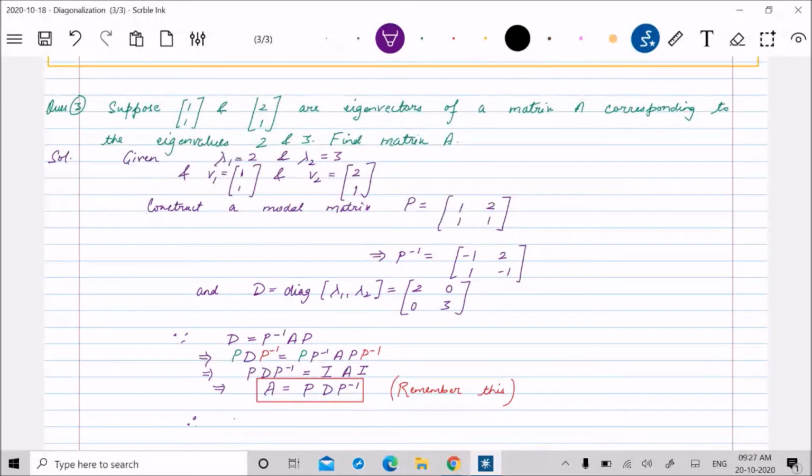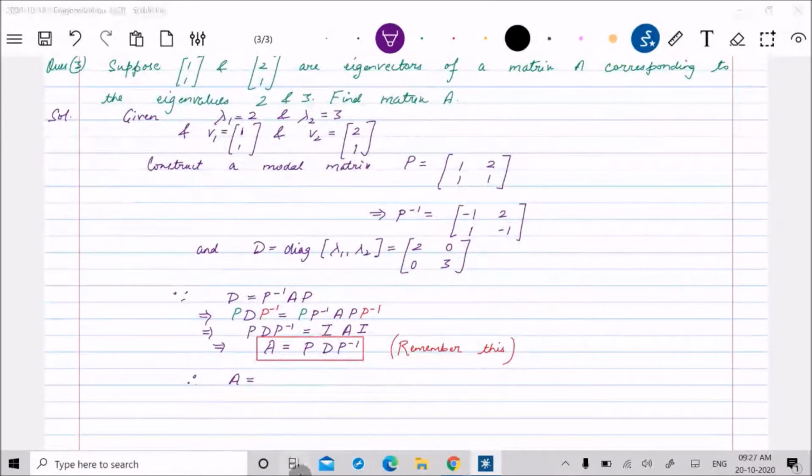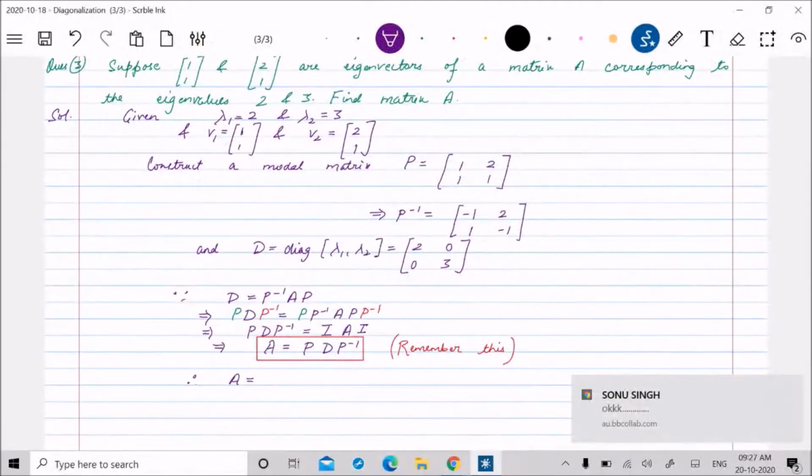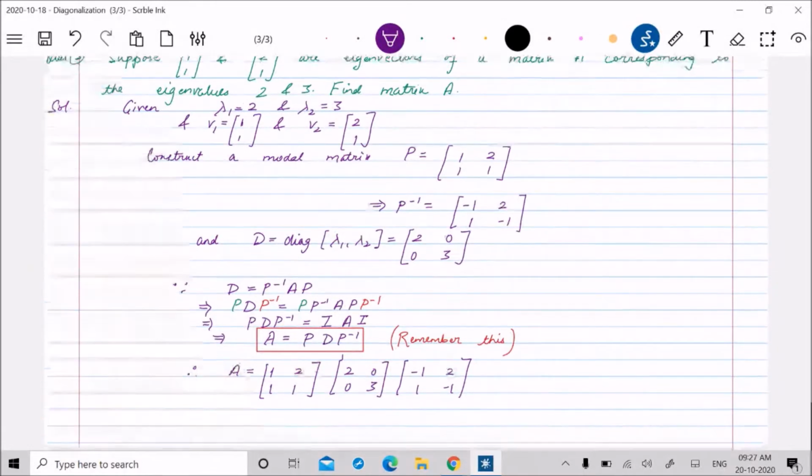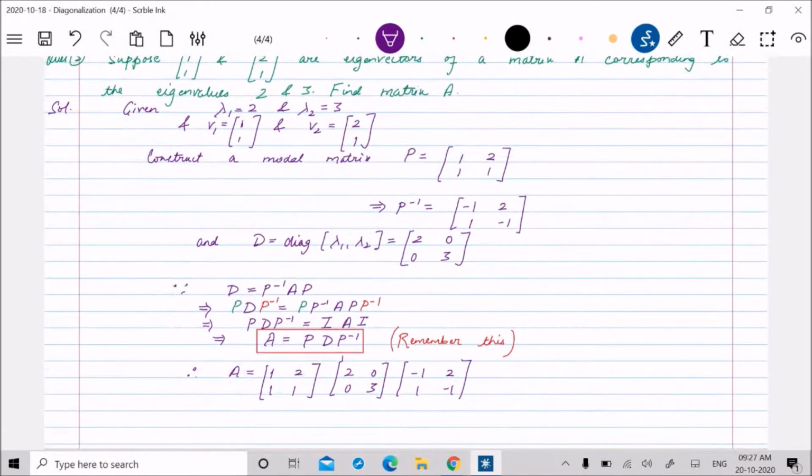Therefore, A equal to, what is the value of P? The value of P is 1, 2, 1, 1. Value of D is 2, 0, 0, 3, and P inverse is -1, 2, 1, -1. And if you multiply these, I just don't want to waste time in multiplication. The answer will be this.